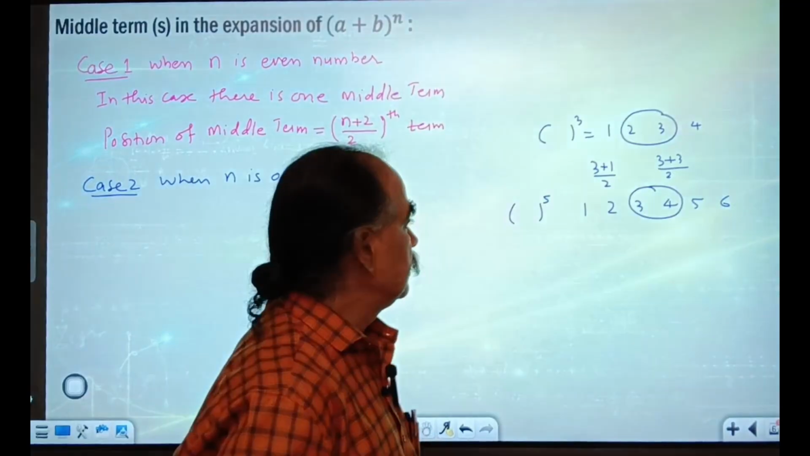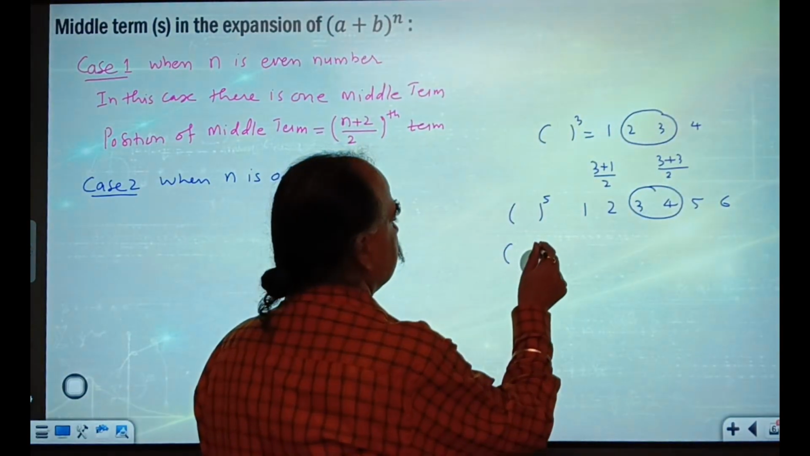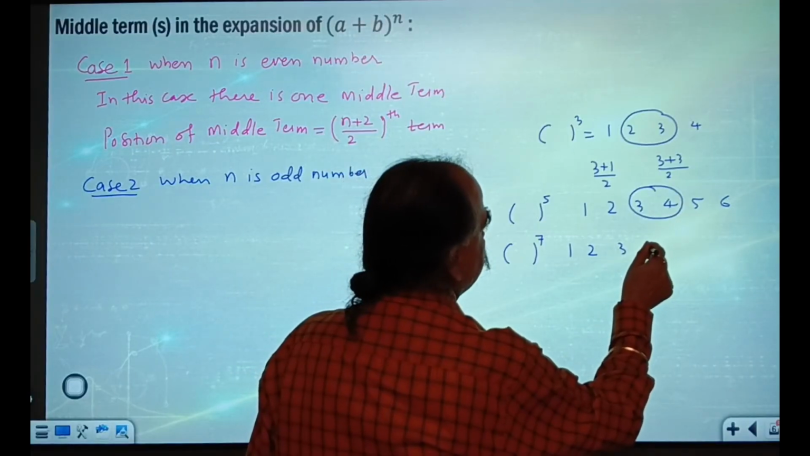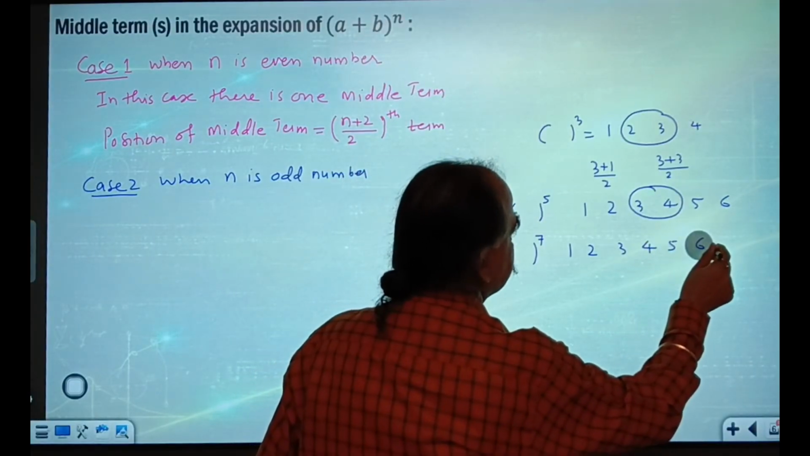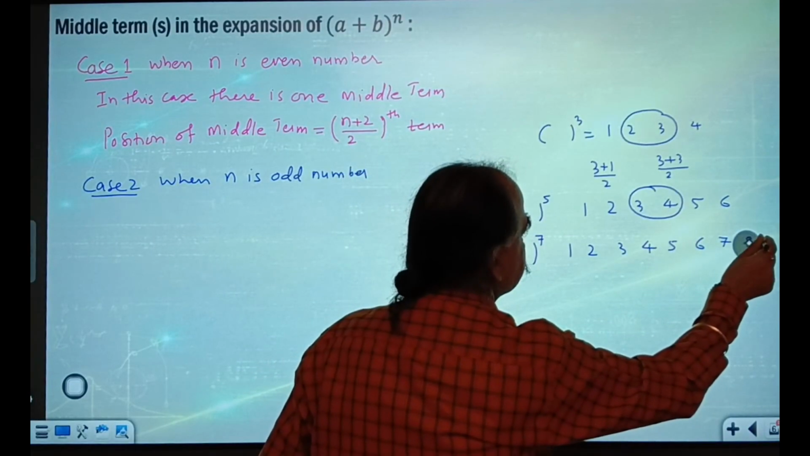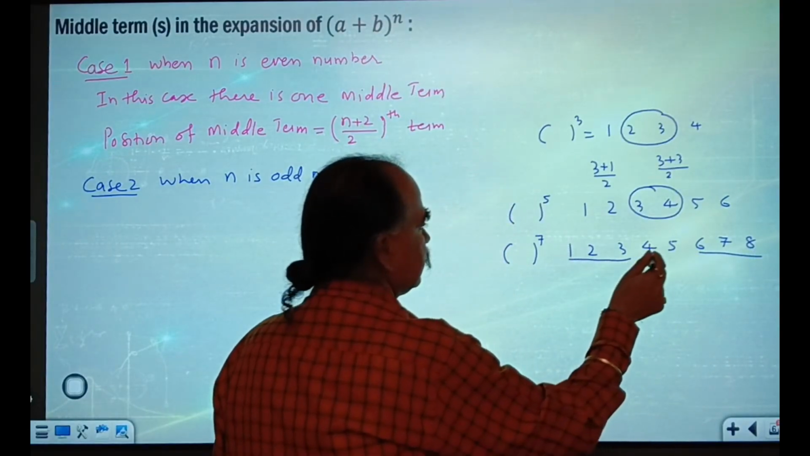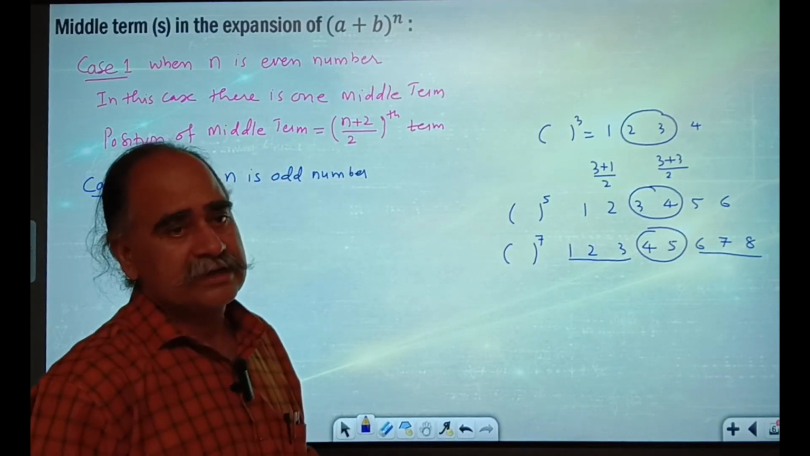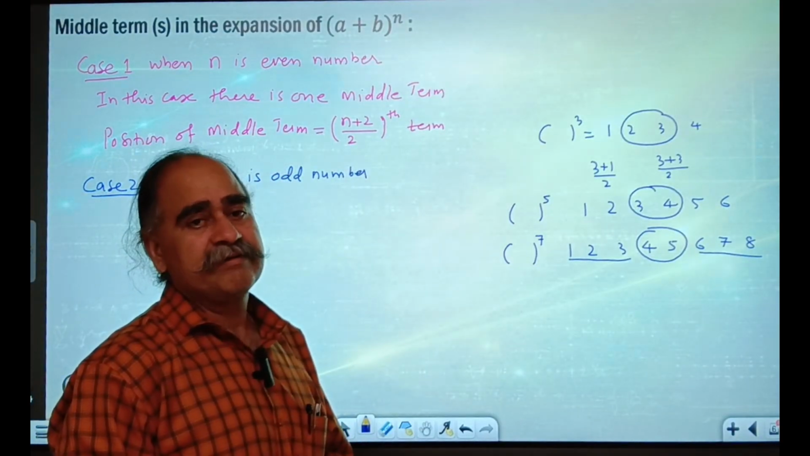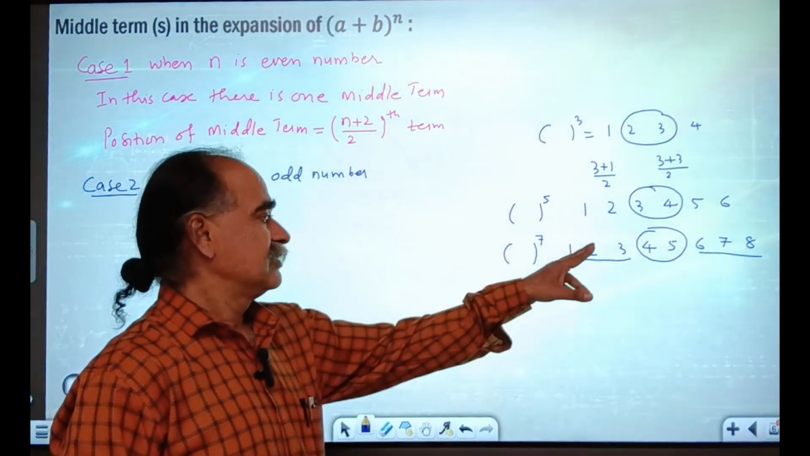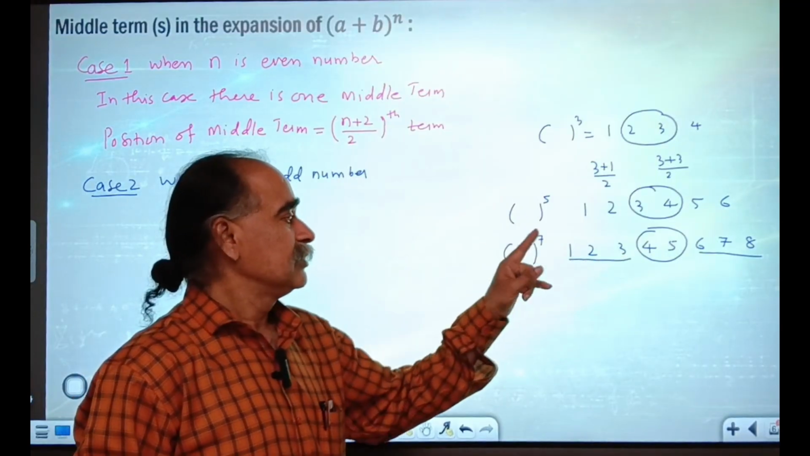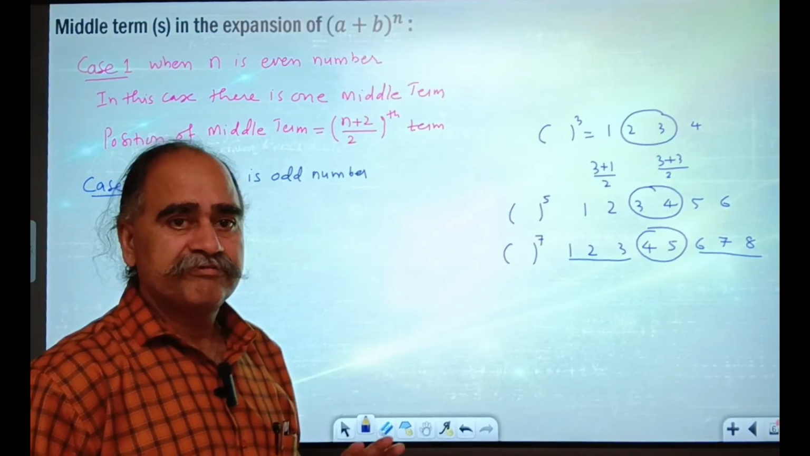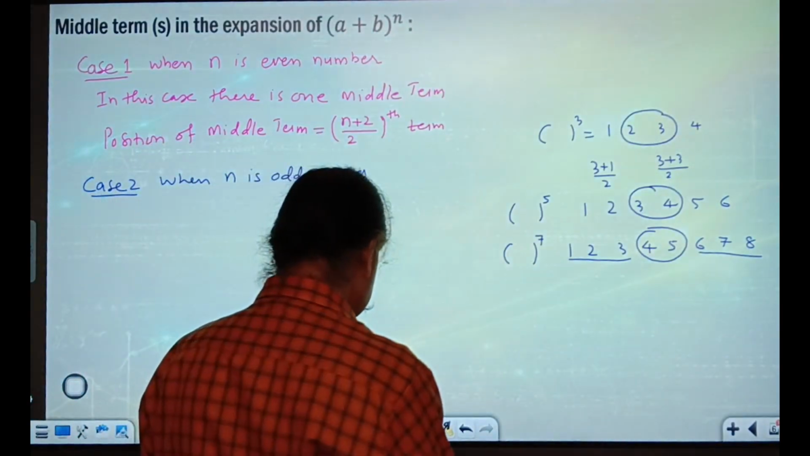the fourth term. And if power is 7, there are 8 terms: 1, 2, 3, 4, 5, 6, 7, 8. There are 2 middle terms, 4 and 5. In 7 you add 1. 7 plus 1 upon 2, that is 8 upon 2, fourth term. 7 plus 3 upon 2, that is 10 upon 2, fifth term. These are the middle terms.